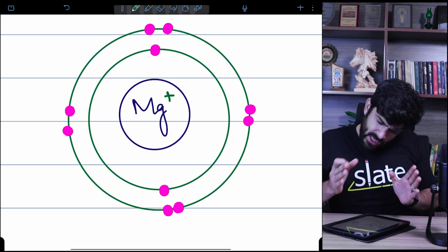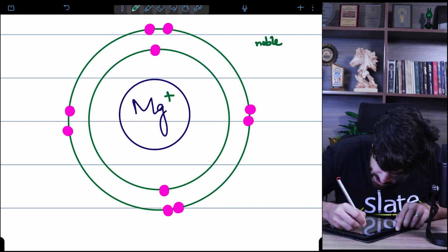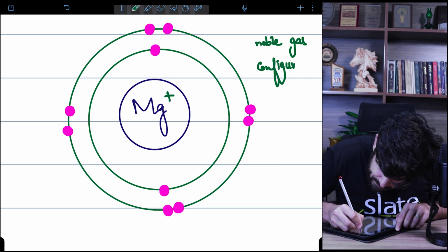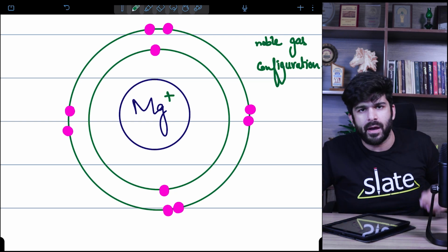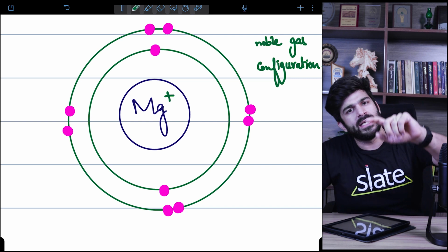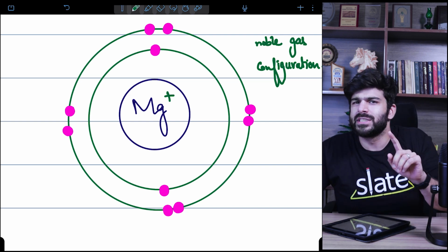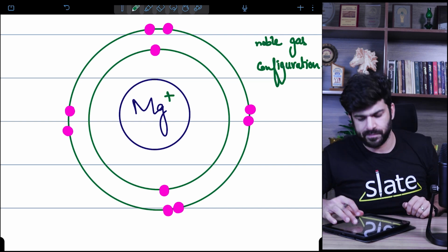What do we remember from this? This is a noble gas configuration. In the last lecture, we talked about why atoms make ions: to attain the noble gas configuration. And we just got it. So it is definitely difficult to remove electrons from the noble gas configuration.